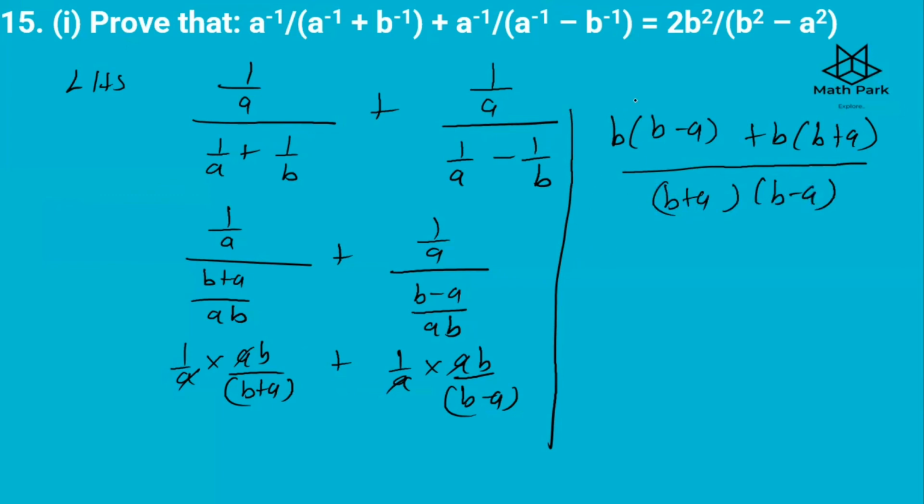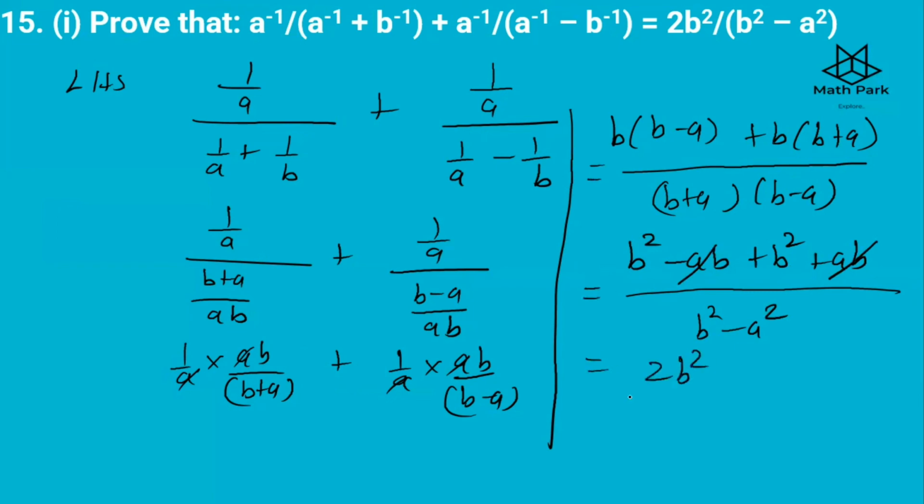Let us simplify. b into b is b square. b into minus a is minus ab. Plus b into b is b square. b into a is plus ab. And b plus a into b minus a is b square minus a square. Now minus ab plus ab got cancelled. And we get this as b square plus b square is 2b square. And denominator we have b square minus a square. And this is what is our RHS, thus proved.